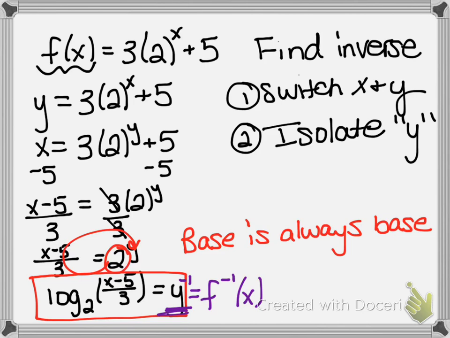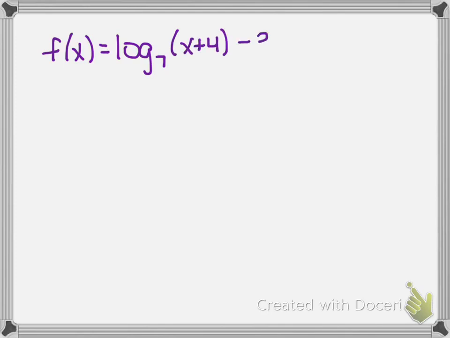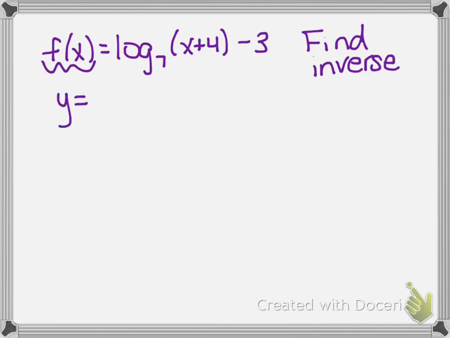So the last problem is going to go in the other direction. So if I gave you f of x is log base 7 of x plus 4 minus 3, and once again, I said find the inverse. Okay, in order to switch x and y, we would need to remember that this is just a fancy name for y. So our equation is really y equals log base 7 of x plus 4 minus 3.